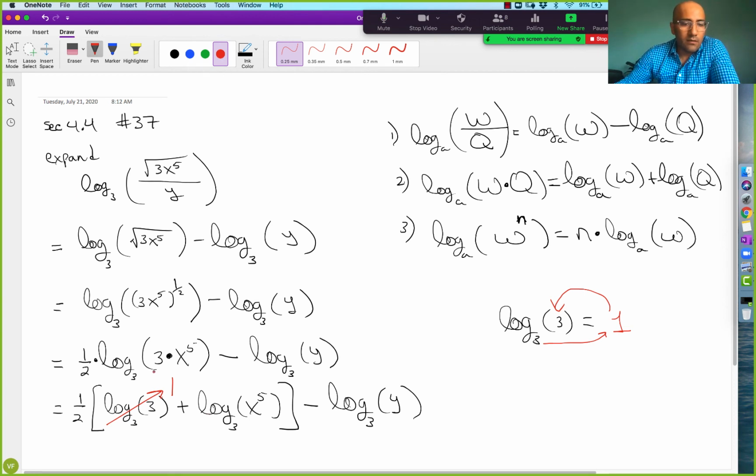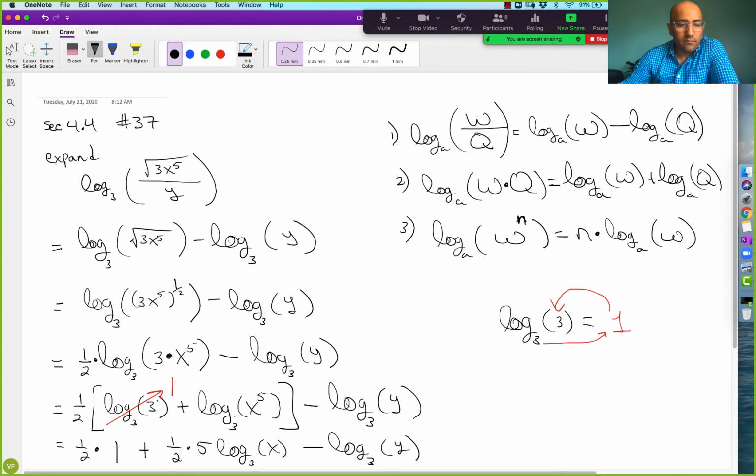Okay, so I'm running out of space, so I'm just going to jump to the final answer here. This is going to be equal to 1/2 times 1 plus 1/2 times 5 log base 3 of x minus log base 3 of y. Right, so 1/2 times 1 gives me this. 1/2 times 5 log base 3 of x from there, and then this guy. So I guess you don't really need this, so let's just rewrite it in our final step as 1/2 plus 5/2 log base 3 of x minus log base 3 of y.